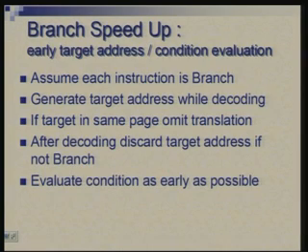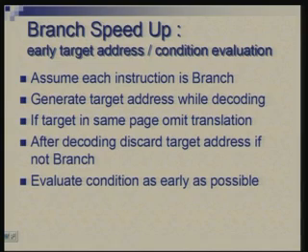Okay. How do you speed up execution of a branch? Now, you can speed up target address calculation and condition evaluation. So, for calculating the target address early, what you can assume is that each instruction is a branch instruction, and then generate the target address. What may be done normally is that you may decode the instruction, find out if it is a branch instruction, then do the target address calculation, because now you know that it is a branch instruction. But we can calculate the target address in anticipation.